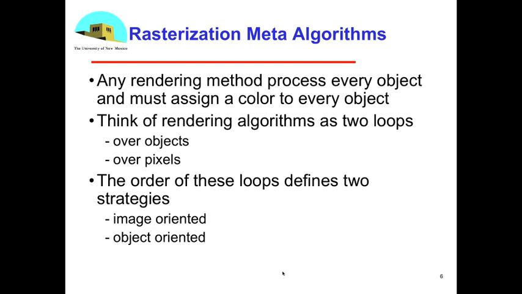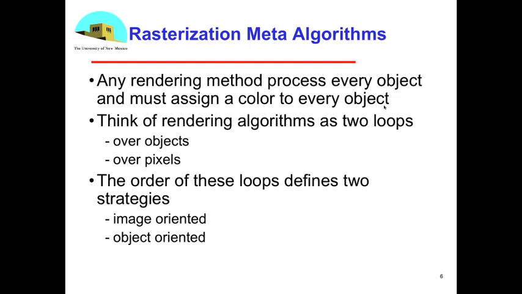So if we start with this idea that if you're going to render some geometry, you've got to process every object that you put in. High level, low level, triangles, every object has to be processed in order to generate the display. But likewise, if we look at the back end, we have to assign a color to every fragment, so that every pixel on the screen actually has a color.